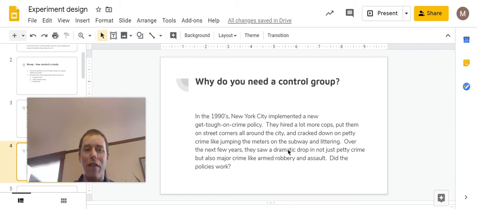So you have to have a control group. Otherwise, you don't know whether the effect you're seeing might have happened anyway, even without the interventions you were going to do.